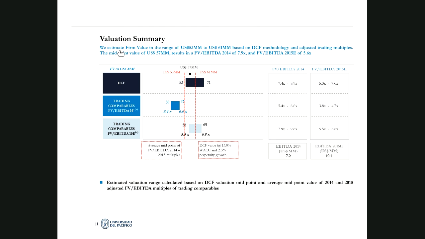Okay, and let's look at the comment. We estimate firm value in the range of 53 million to 61 million, which are the 2 red lines, okay, based on DCF methodology and adjusted trading multiples. The midpoint value of 57 million is the point between the 2 lines. You can decide, after doing the analysis, that you only take into consideration DCF.